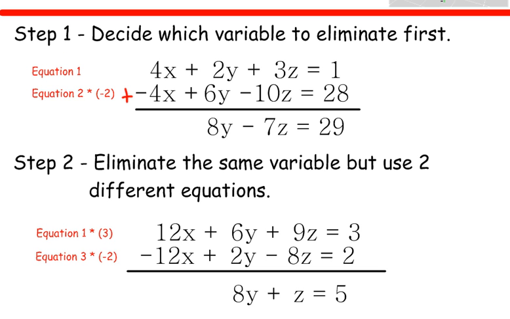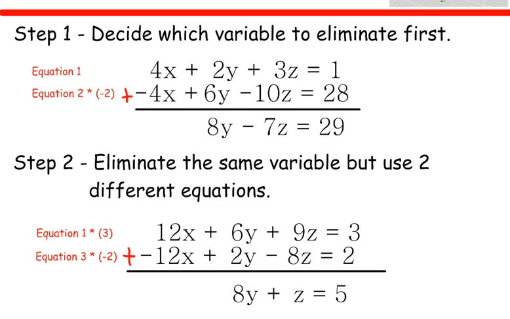So this time we're going to take equation 1 and equation 3. I'm going to multiply equation 1 by 3, which will get us 12x plus 6y plus 9z equals 3. And we're going to multiply equation 3 by -2. Now you'll see that that gives us -12x, so that when we add these two things together, those x's are going to drop out, which is important. So we will add, and 8y plus z equals 5 is our solution.